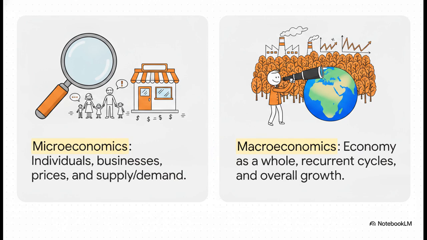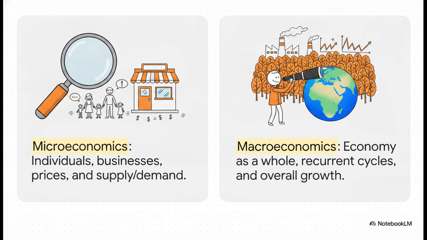You can basically think of microeconomics as studying the individual trees, while macroeconomics is looking at the health of the entire forest. Micro zooms way in. It analyzes how a single person, a household, or maybe one specific business makes financial decisions. It looks at the nitty-gritty of supply and demand, how we respond to price changes, and how individuals handle risk.